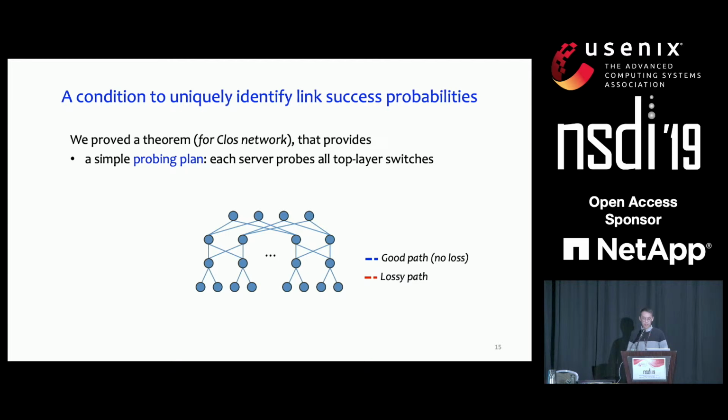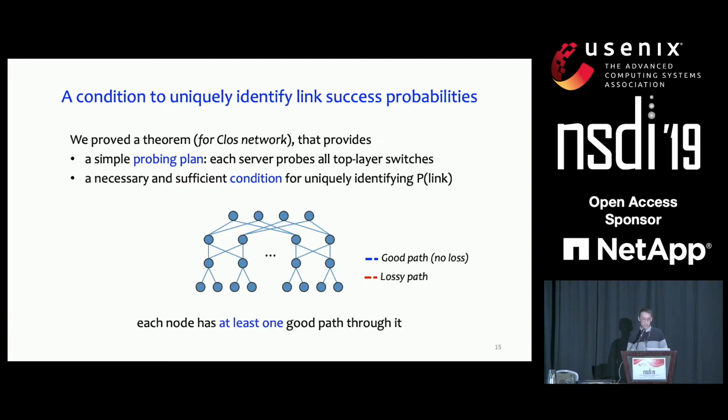This theorem provides us a simple probing plan. That is, for each server, just probe all the top layer switches. And this probing plan gives us a necessary and sufficient condition for having a unique solution for link success probability. This condition is that for each node in the graph, as long as there is one good path through this node, then we can uniquely identify the success probabilities of all the links.